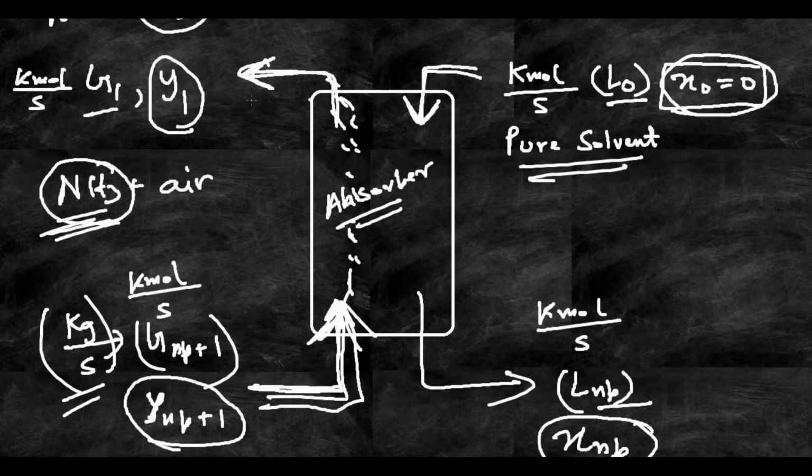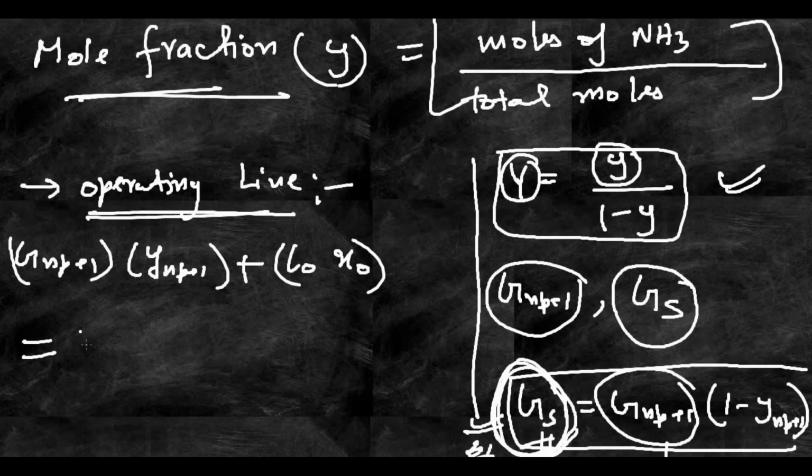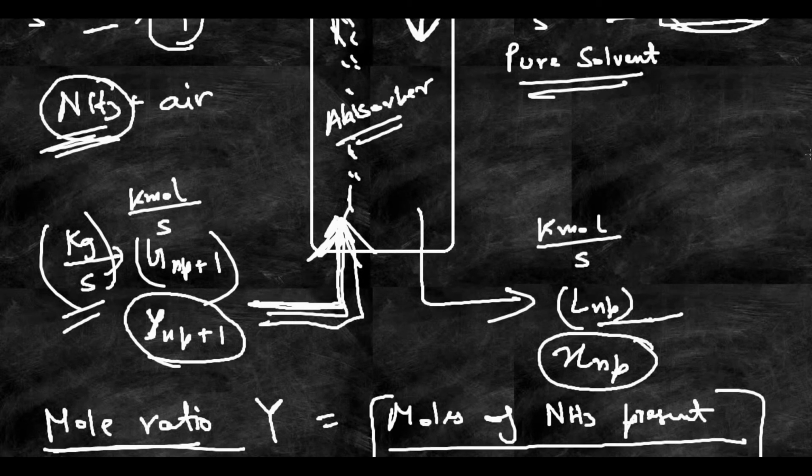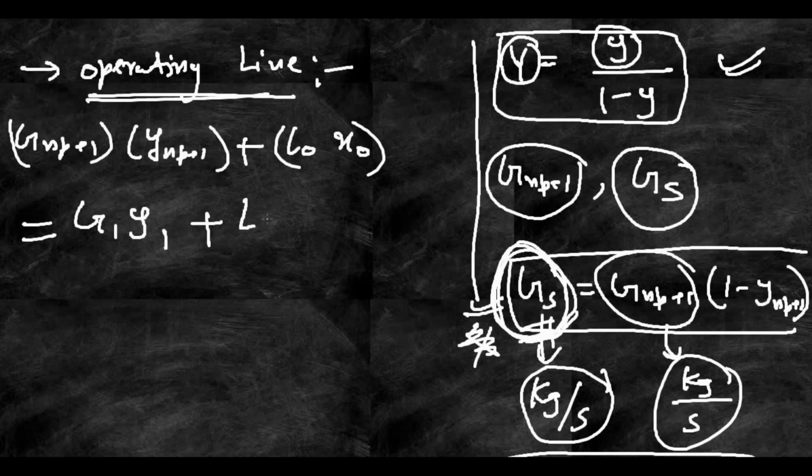So what is going out? What is going out is G1 y1. So G_{N_P+1} y_{N_P+1} plus L0 x0 is equal to G1 y1 plus L_{N_P} x_{N_P}. So this is the important equation that we need. This is the equation from which we will derive the operating line equation.